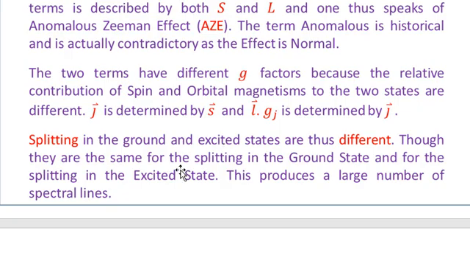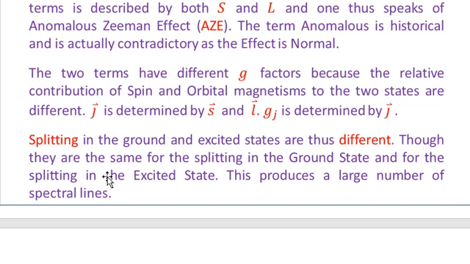Though they are the same, that is, if we are talking about the ground level, for example, if there are more than two levels, then the splitting will be the same for all these levels. And for example, if we consider the excited state, and suppose that there are 5 levels in the excited state, then all these 5 levels will have the same splitting. But those splittings in the excited state could be different from the splitting of the ground state. But with itself, the excited state will have the same splitting, and the ground state with itself has the same splitting. So this is what I am going to explain over here.